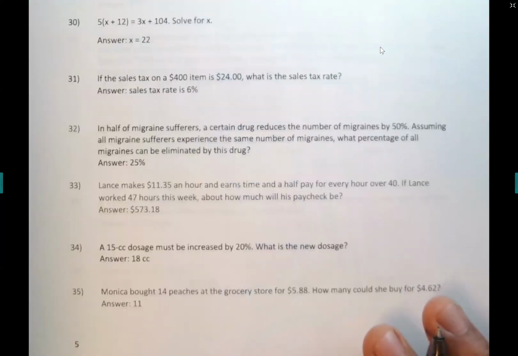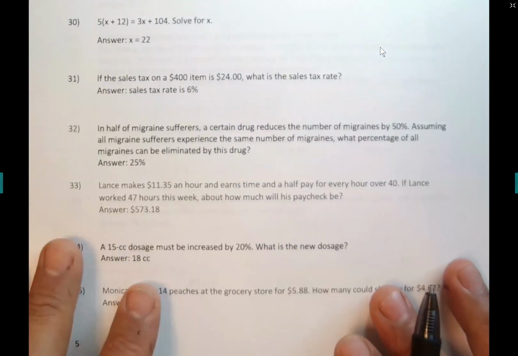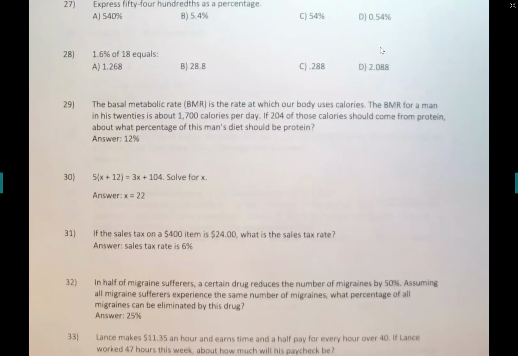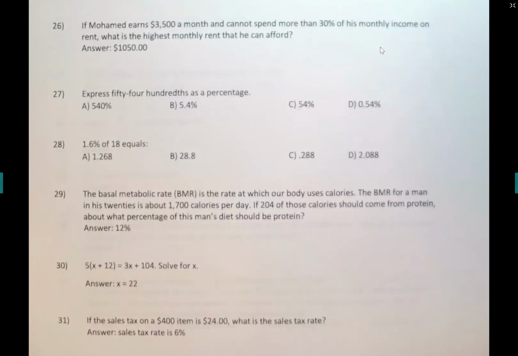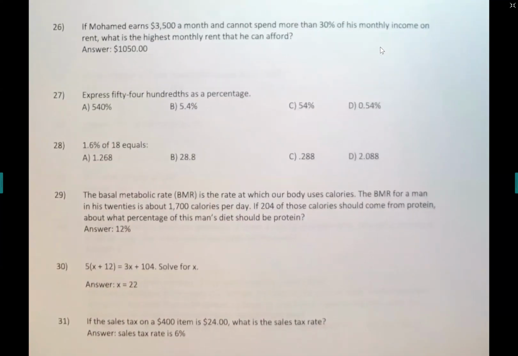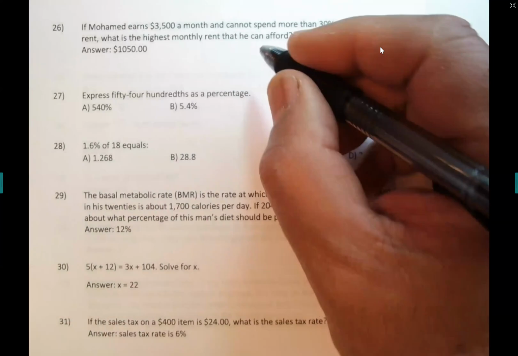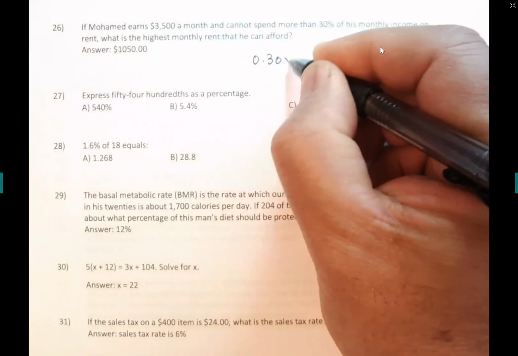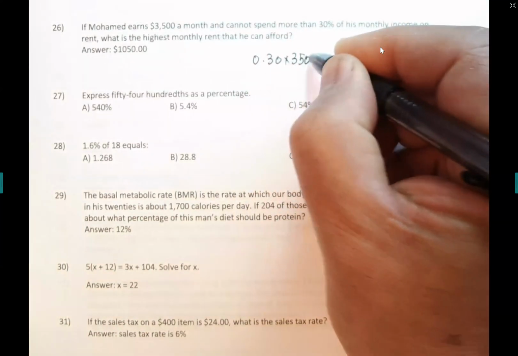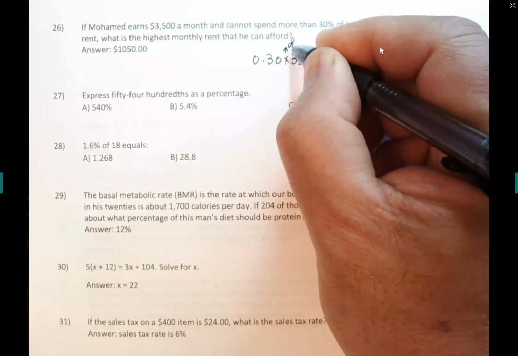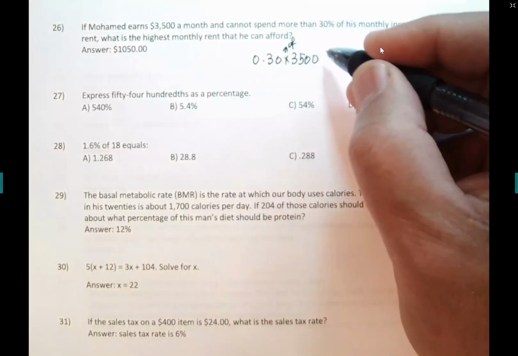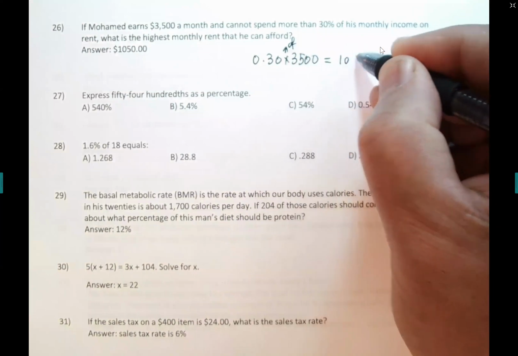Next, I'm gonna go to 26. If Muhammad earns $3,500 a month and cannot spend more than 30% of his monthly income on rent, what's the highest monthly rent that he can afford? So just do 30% of 3,500. Remember, of means multiplication again. So if you do the multiplication, you get 1,050.